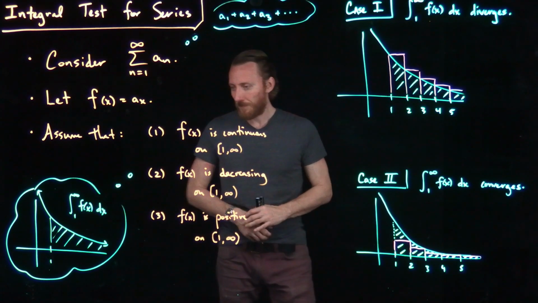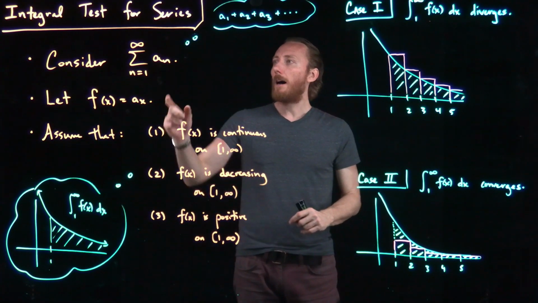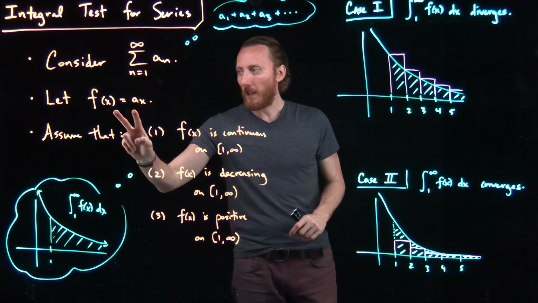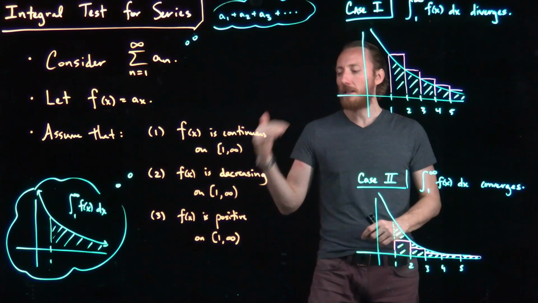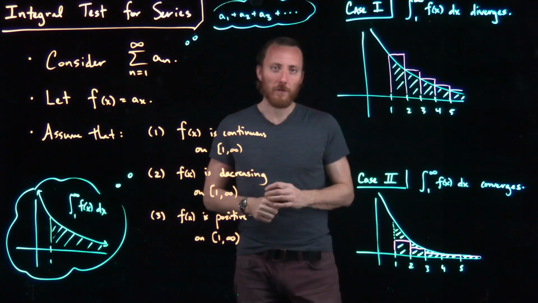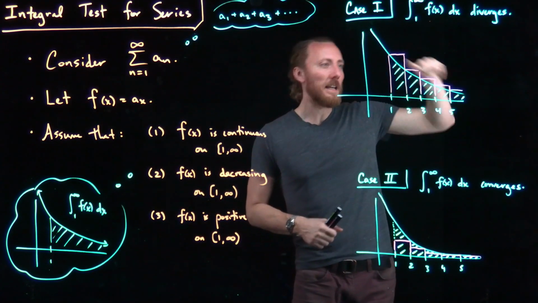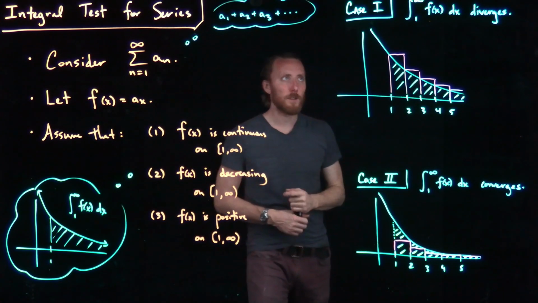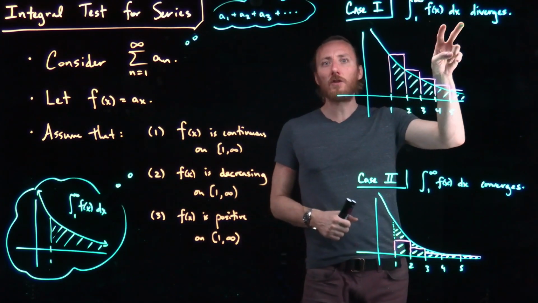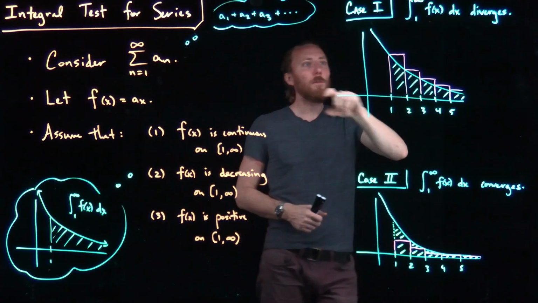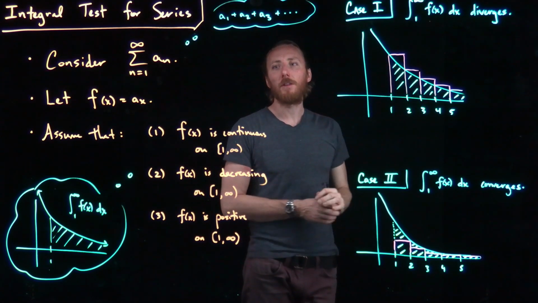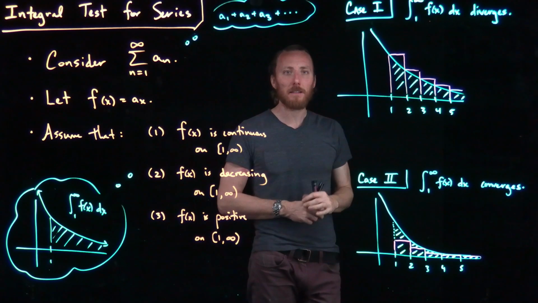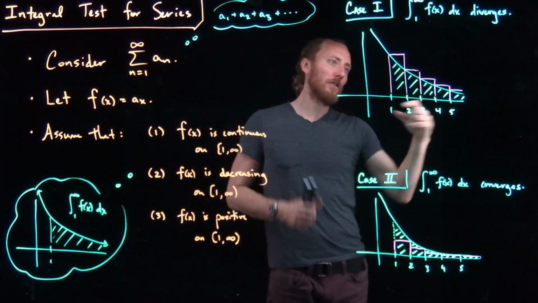So check it out. Assume we've got this series where whenever you replace n with x, you've got a function that's continuous, decreasing, and positive on your interval of interest. So we've got this function that's sort of downhill, don't have to pick up your pencil, and it's above the horizontal axis. And let's assume, this is case one, assume that the area between that function's graph and the horizontal axis is infinite. Assume that that integral diverges.